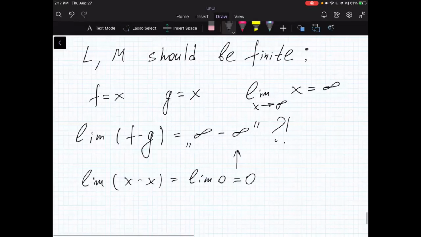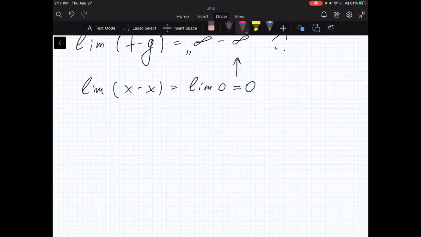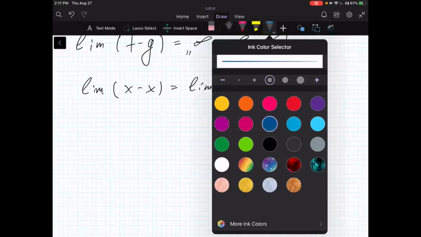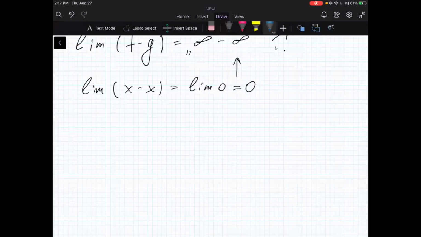Okay, and now about when we can plug and when we cannot plug the value of x into the function to obtain the limit. And it's called continuous and discontinuous functions.